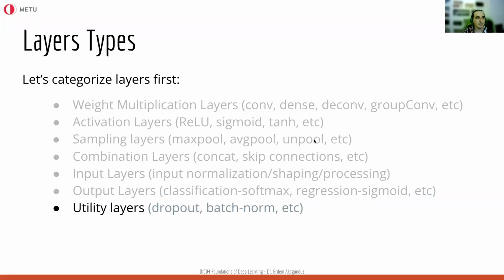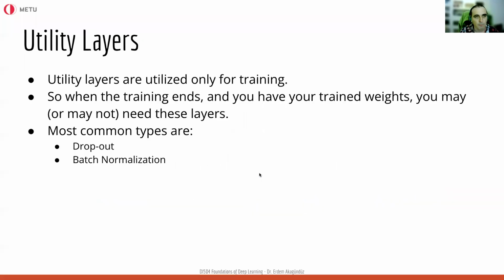And finally, the utility layer. These layers are quite important. I'm going to be talking about them in detail because these layers also existed in AlexNet, but we omitted them. Utility layers are utilized only for training to start with. So these are the type of layers which we have in the network during training. They help the information flow for training.